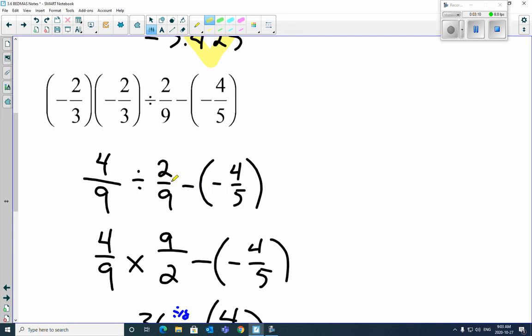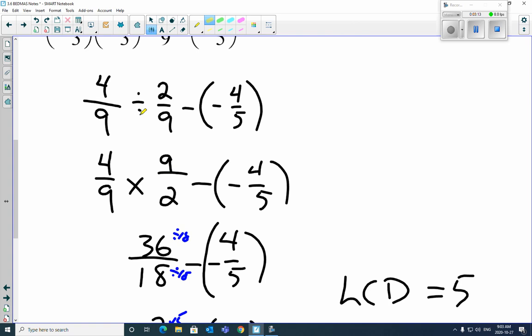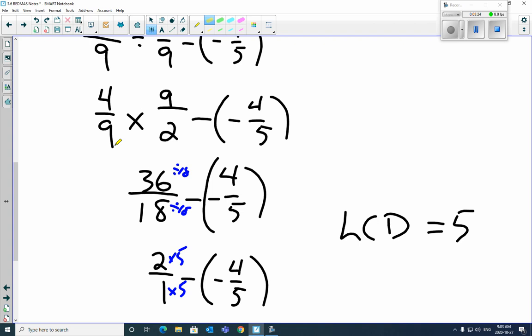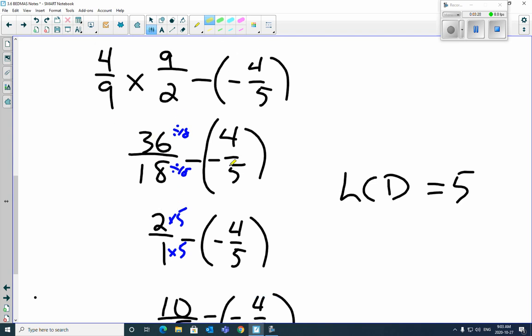Okay, we have a division and a subtraction. We're going to do the division. Remember how to do division for fractions? We multiply by the reciprocal, right? The numerator and the denominator just switch spots. So 4 over 9 times 9 over 2, subtract negative 4 over 5. So 4 times 9 is 36, 9 times 2 is 18. So we end up with 36 over 18, subtract negative 4 over 5.